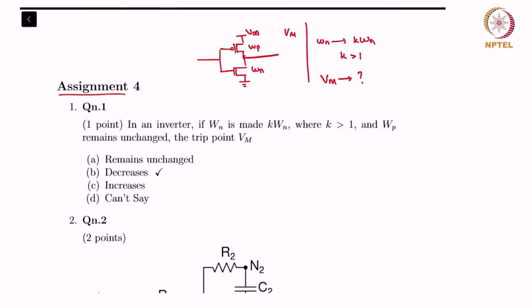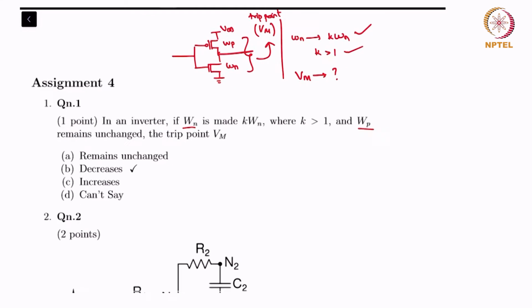So let us look at the solutions to assignment 4. We are given in question number 1 that an inverter has widths Wn and Wp, and for these widths, the trip point is Vm. The question asks, if Wn is made kWn where k is greater than 1, then what happens to the trip point for the new k times Wn?